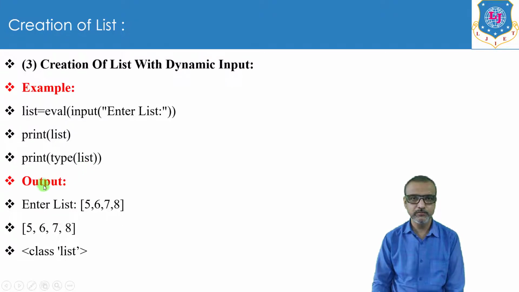So what is output? First of all, you will see this one statement, that is enter list. Say the user has entered this list, that is 5, 6, 7, 8. So what will be the output? You will get same output 5, 6, 7, 8. And what is the type? That is class list.